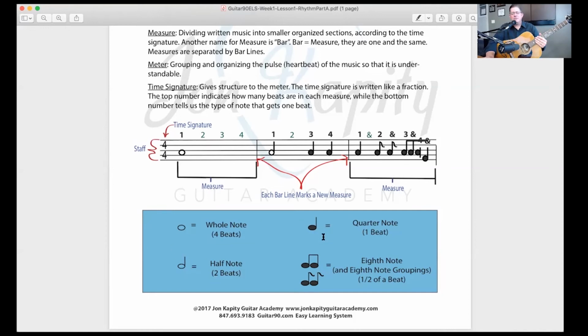Then we have the circle that's colored in with the stem on it, which is a quarter note or 1 beat or 1 slice of a pie. Okay. And then we have an eighth note, which divides that quarter note in half. So the eighth note is half of 1 beat. So what does an eighth note sound like?